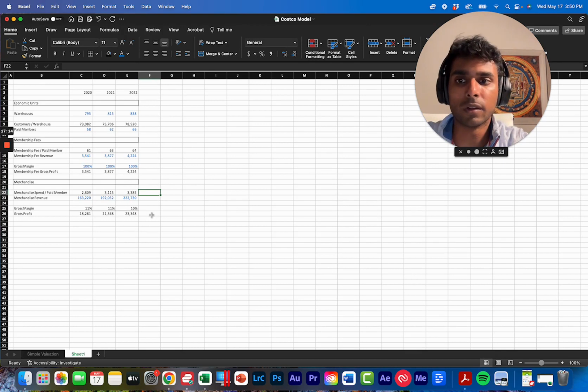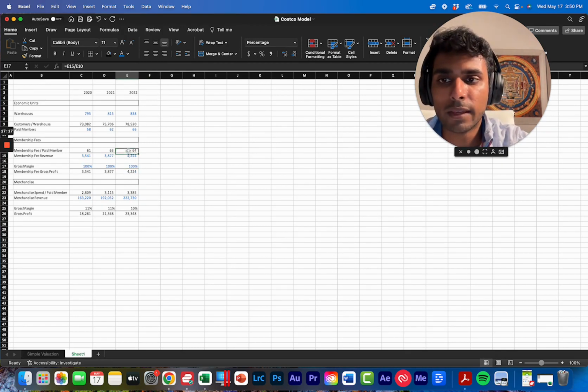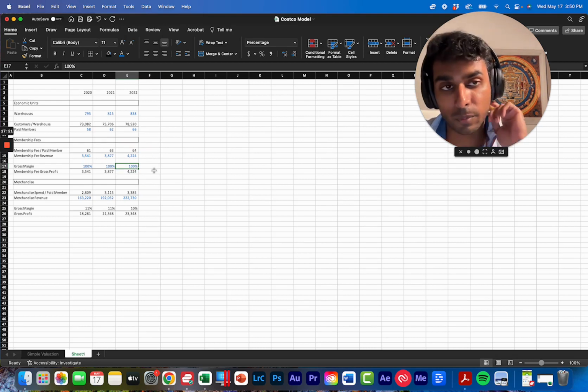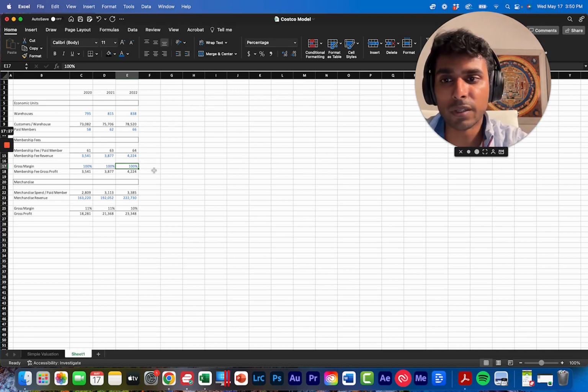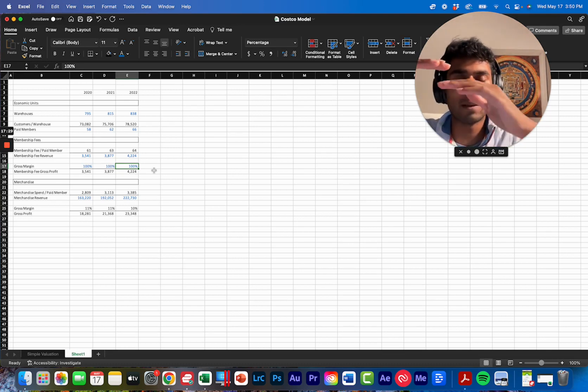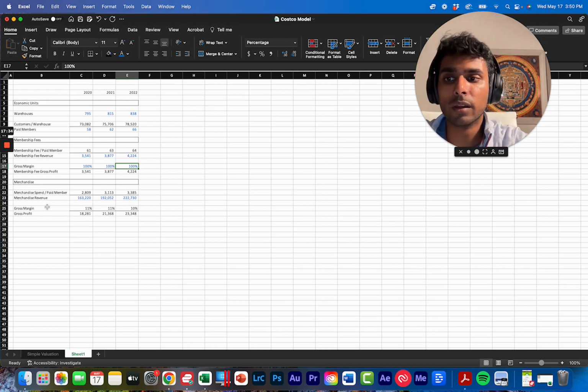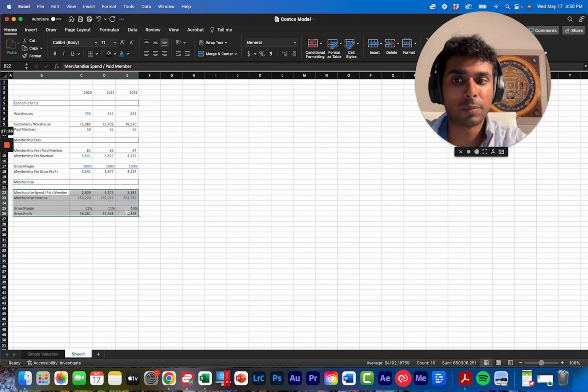But if they increase the membership fees, that comes in at 100% incremental margin, right? There are no costs associated with the membership fee. So when that increases, earnings will increase by a lot more than when the merchandise spend increases.